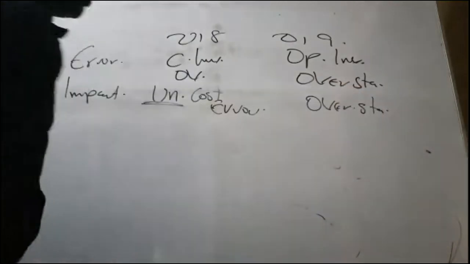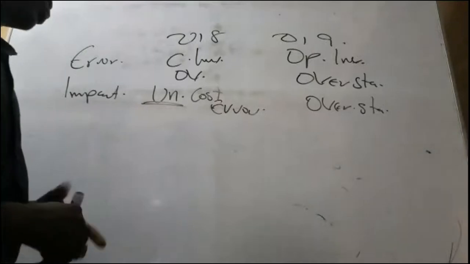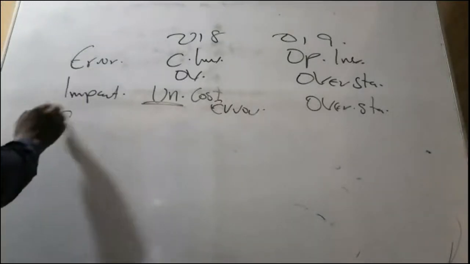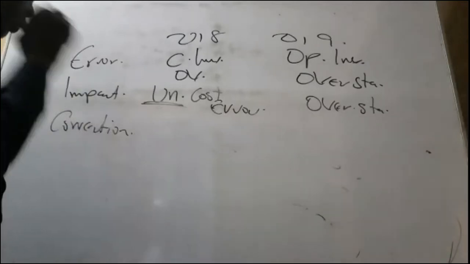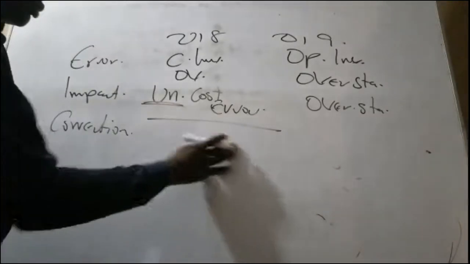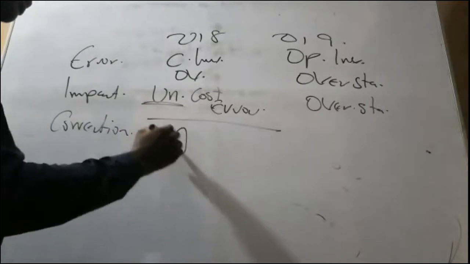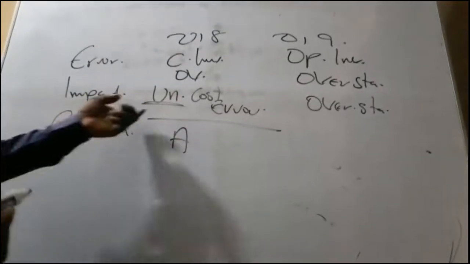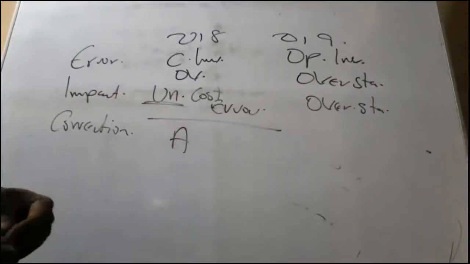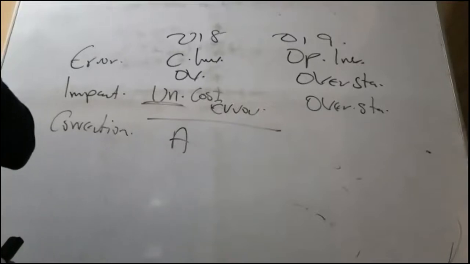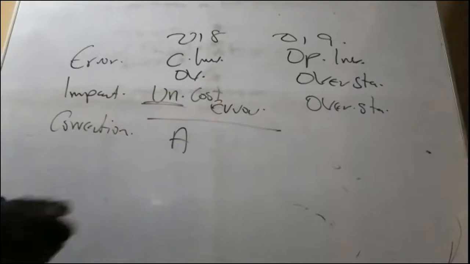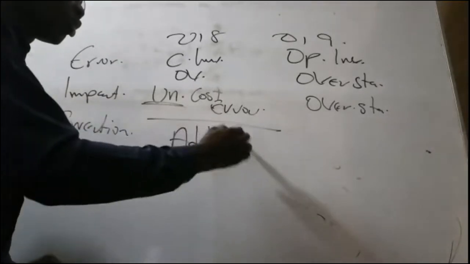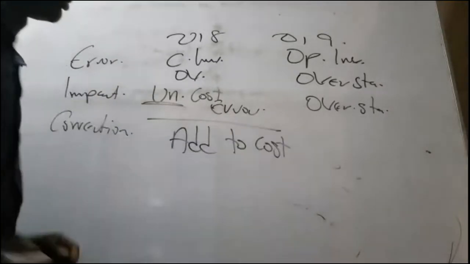Overstated. That's all. Now, how do you correct it? So the correction. If you know this, you now come and then correct it. So here you add. That's been under. Under means add. Anywhere you've under treated something, you have to add back. So add back to the cost of sales.